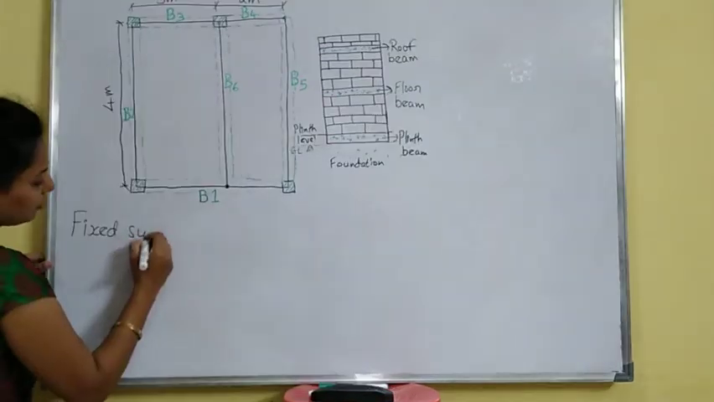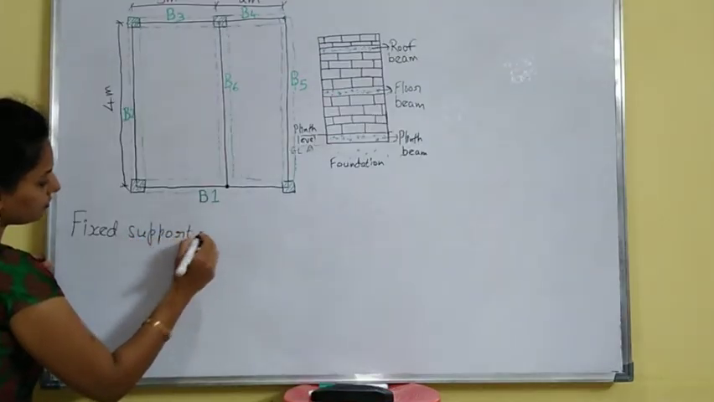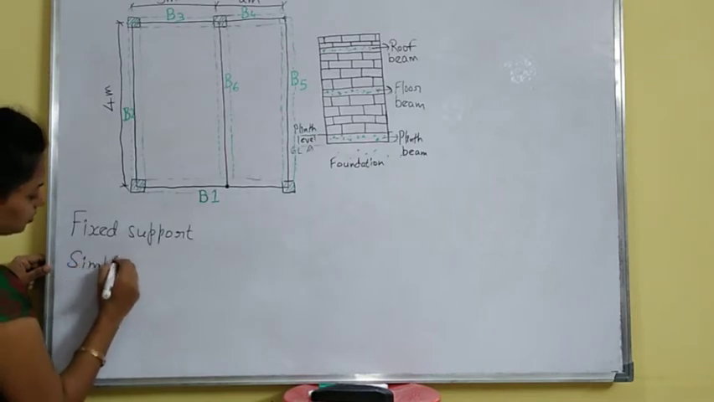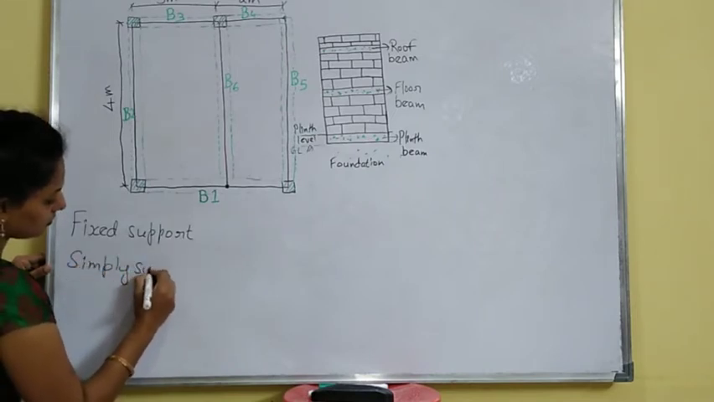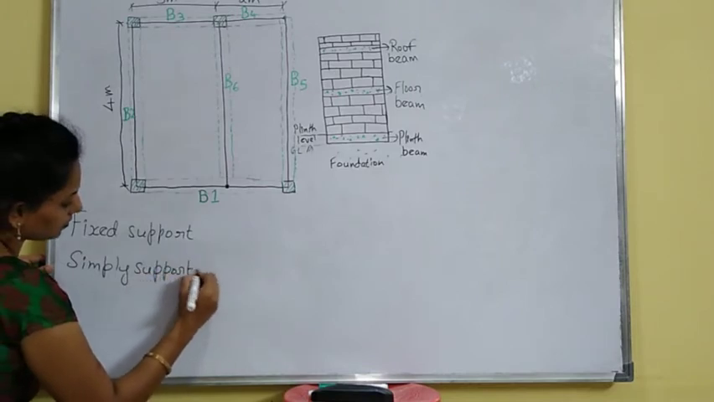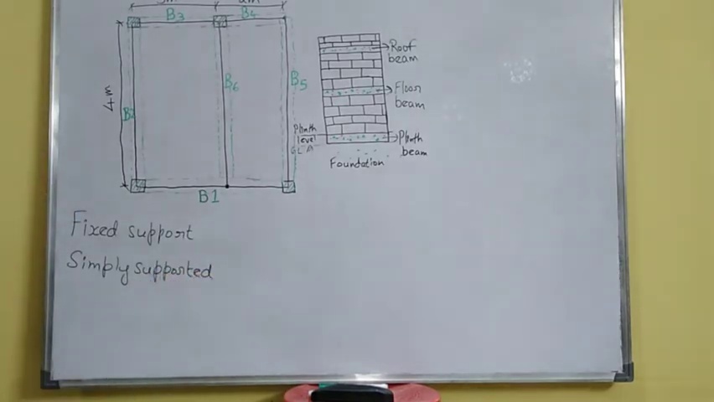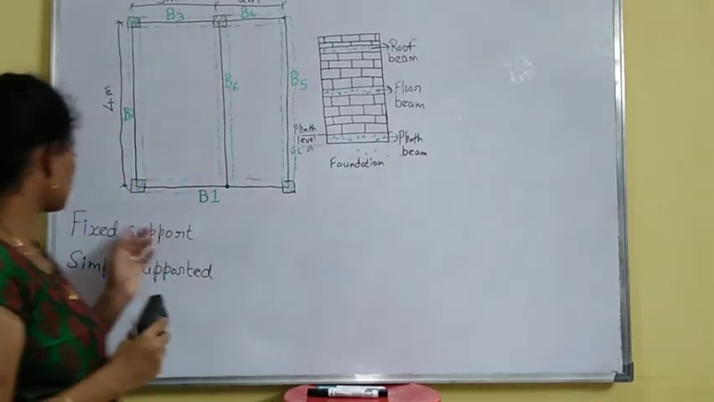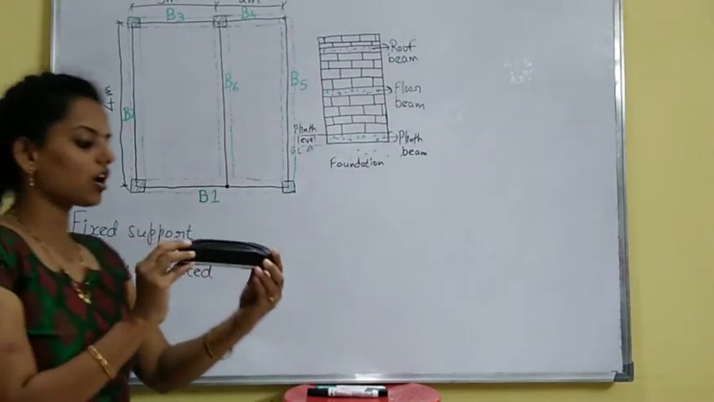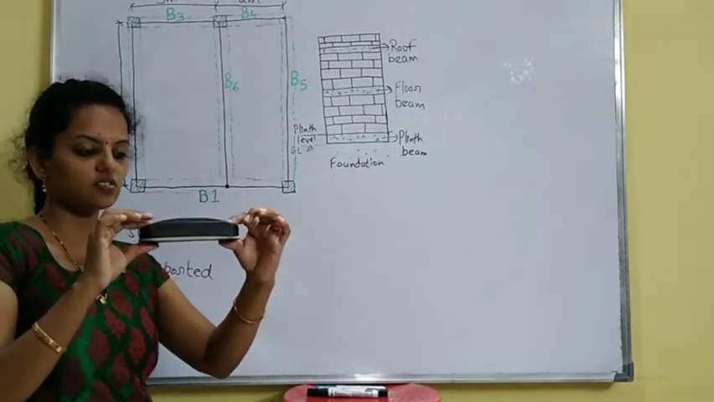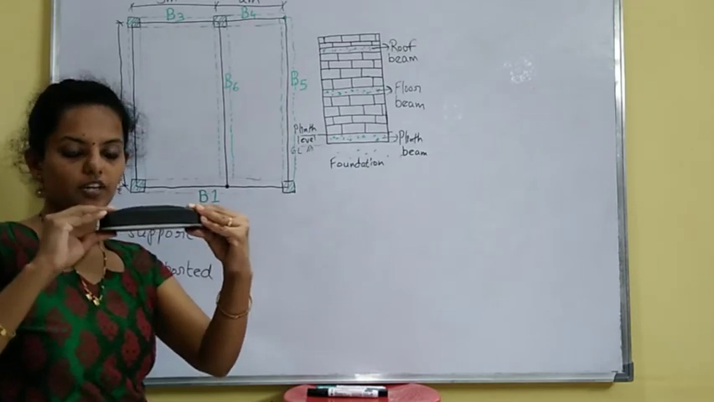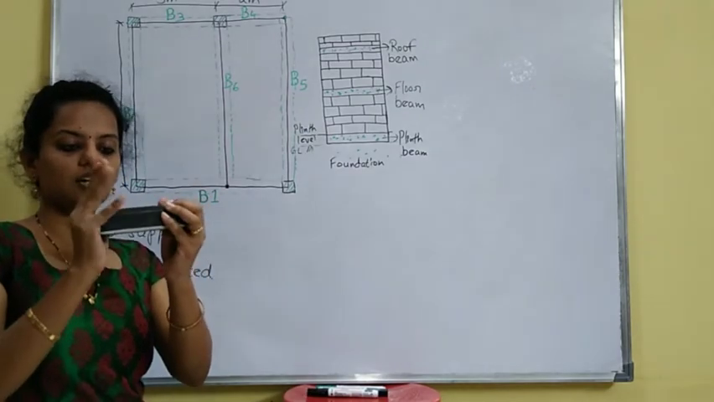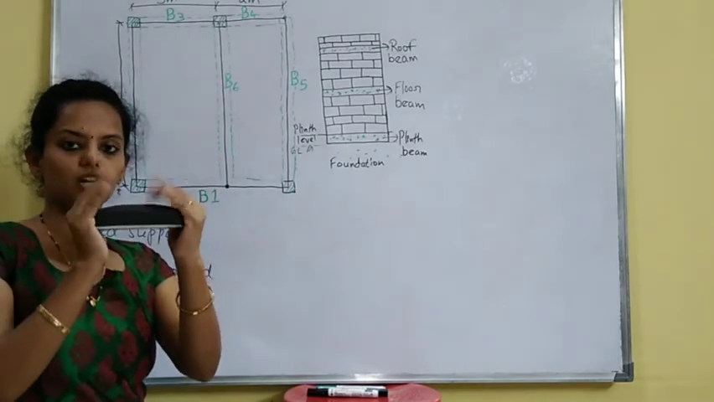We have fixed support, simply supported support. Okay, these are the main two types which we are going to see in the present problems. So first of all, what is the difference between simply supported support and fixed support? Suppose this is your beam. Just assume that this is your beam, and if you hold your finger, or if the fixed support is there, both sides of the beam are supported by columns.